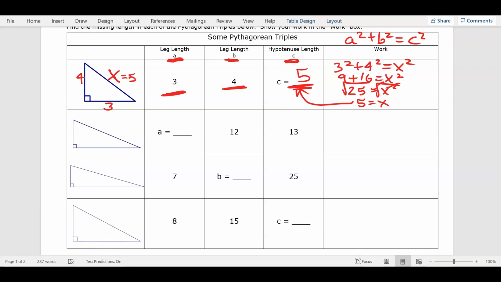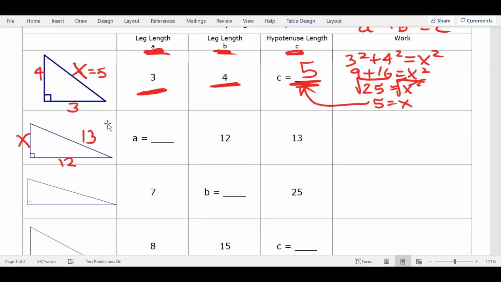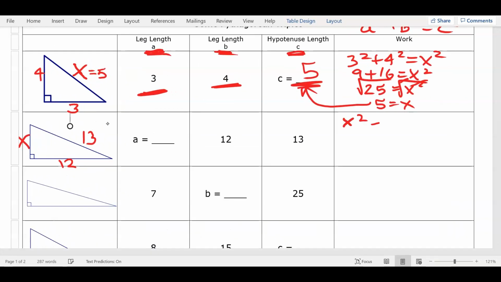Let's see if y'all labeled this right. So you see how it says A is blank? That means your A value is an X. Now you might have put it as the other leg, but B is going to be 12, and then C it says is 13. So again, if you have questions on how to label this, you got to know how to label it. It changes the whole way you do the problem, okay? So again, the leg was missing. So now we go over here and we plug it in. X squared plus 12 squared equals 13 squared.